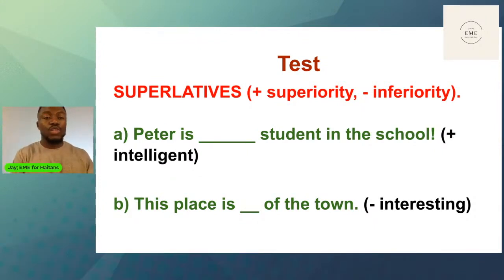Okay, superlative. Ça, c'est un test. Nous allons discuter superlative, superiority and inferiority. Okay, on nous répond deux questions ça. Peter, et puis nous, a blank student in the school. Okay, adjective là, c'est intelligent. Superlative, superiority. OK, c'est qui Jean a dit là?